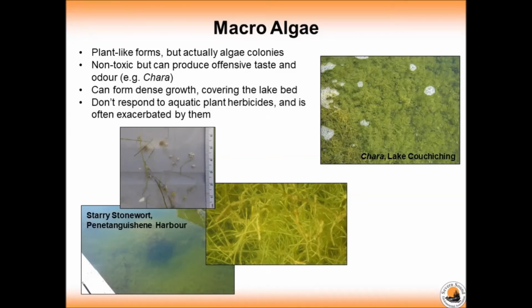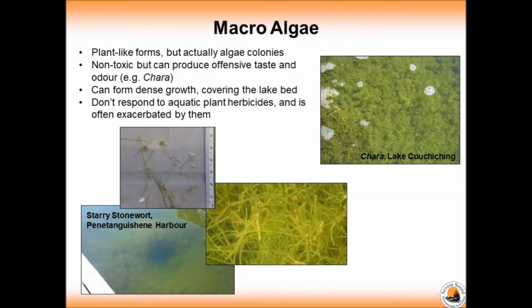And lastly, we have macroalgae, which, as I mentioned, is actually colonies of algae that look like plants. So they're not harmful, but some of them can produce some of these taste and odor compounds. For example, the macroalgae Chara, which is common in Lake Couchiching and other waters that are very clear and have a lot of calcium, like hard waters. So they can produce sort of garlicky smell and taste.